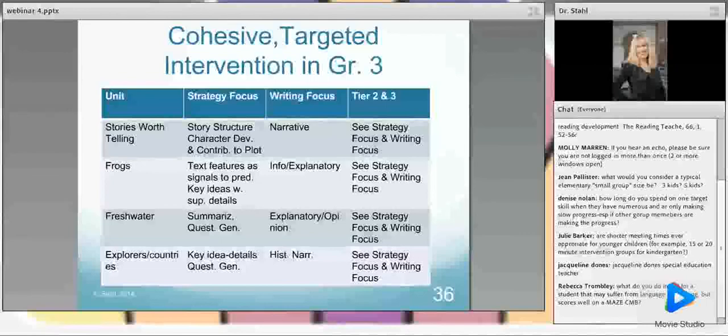So we are now working cohesively as a school. We're not working in silos. We're not having the Tier 2 teacher teach story structure in November when the classroom teacher is teaching ideational prominence or teaching summarization of informational text. We're working together, folks.